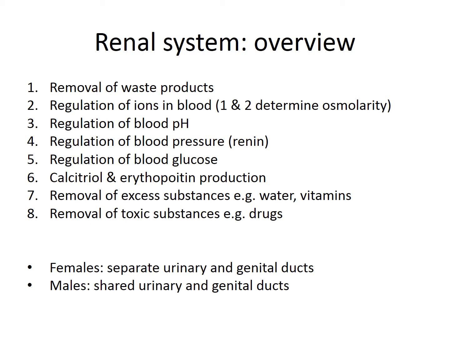It also secretes a couple of hormones. One is calcitriol, which is concerned with calcium metabolism, so that will affect bones. Occasionally, kidney disease is associated with bone problems. And also erythropoietin, which is a hormone that's essential to stimulate the bone marrow to produce blood. So kidney disease can be associated with anemia as well.